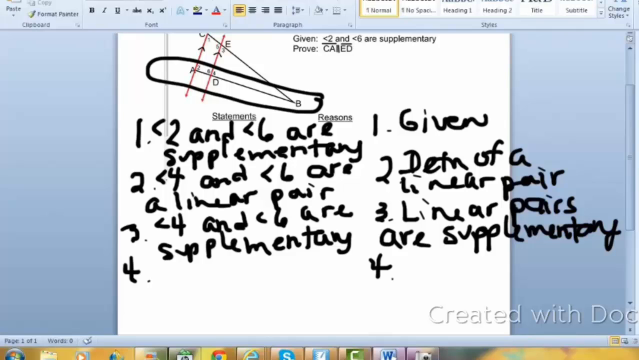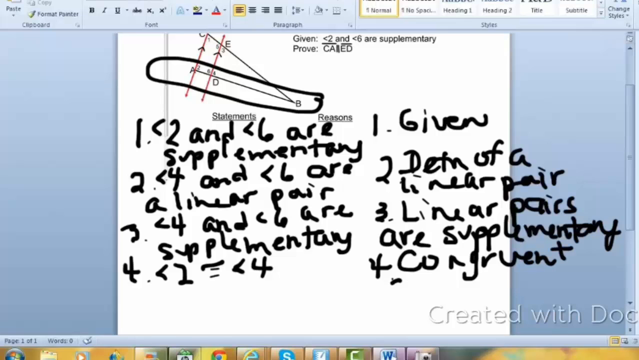If we have two angles that are supplementary to the same angle, 2 and 6 and 4 and 6 are both supplementary, as you notice, to angle 6 in this case. So 2 and 4 would be congruent to each other. And we give a name to this. It's called the congruent supplements theorem. Again, theorems are just rules. And this just tells us that we can say they're congruent.